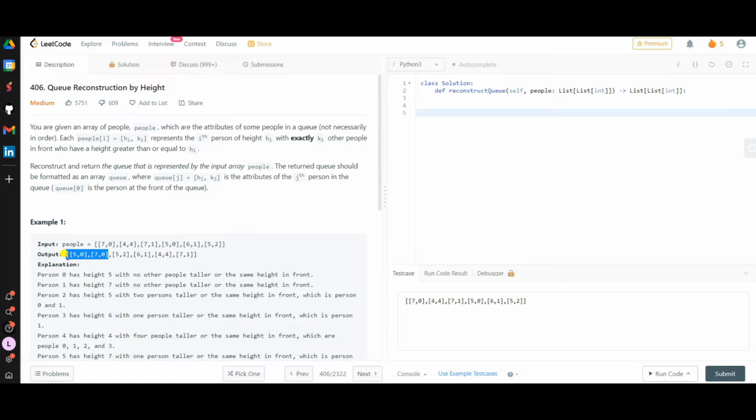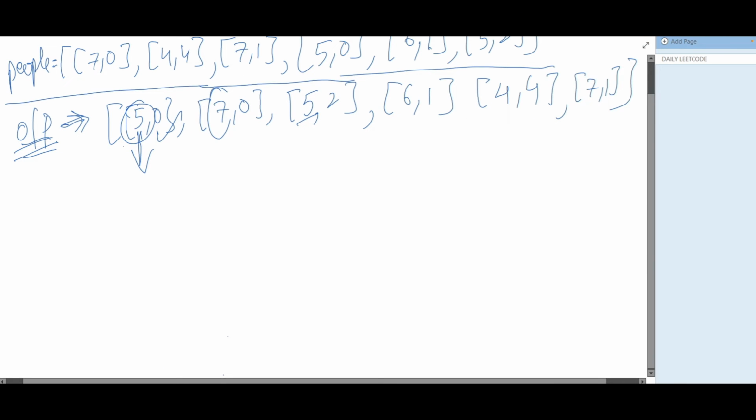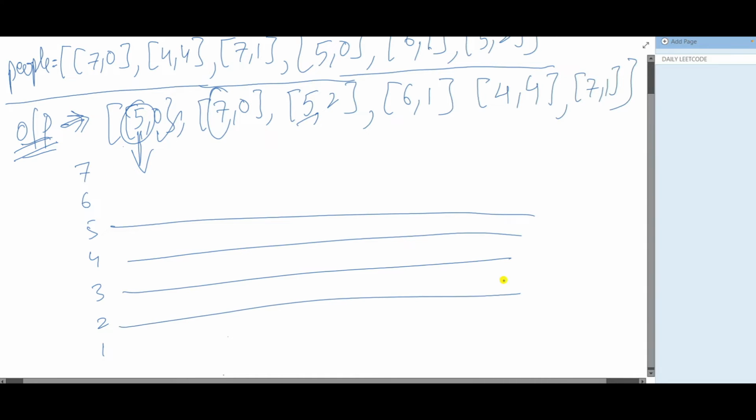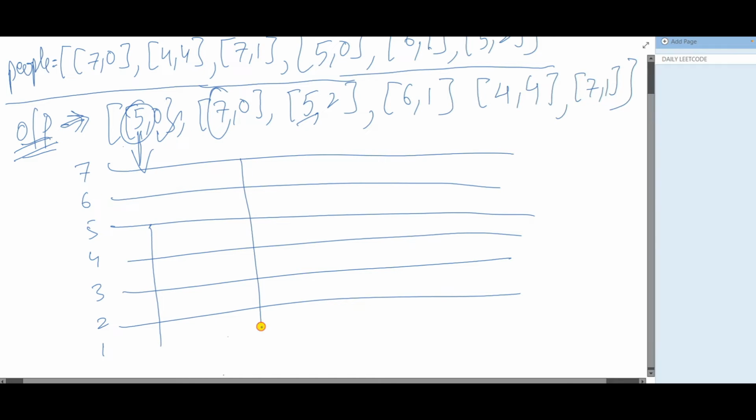So let's try and visualize this on paper. Let's imagine we have these heights 4, 5, 6 and 7, right? 5 comma 0 is this, 7 comma 0 is this, 5 comma 2 is this, 6 comma 1 is this, 4 comma 4 is this, and 7 comma 1 is this. Imagine these are people over here.